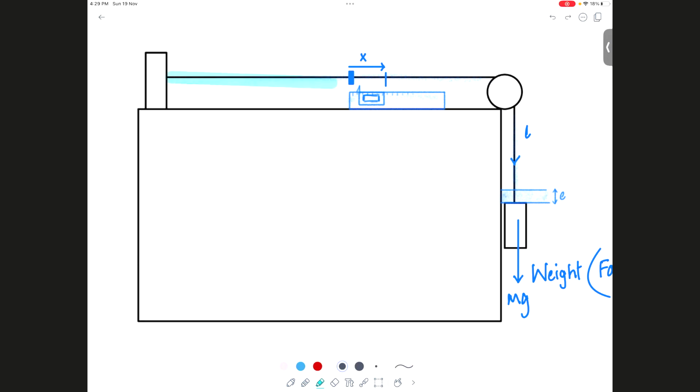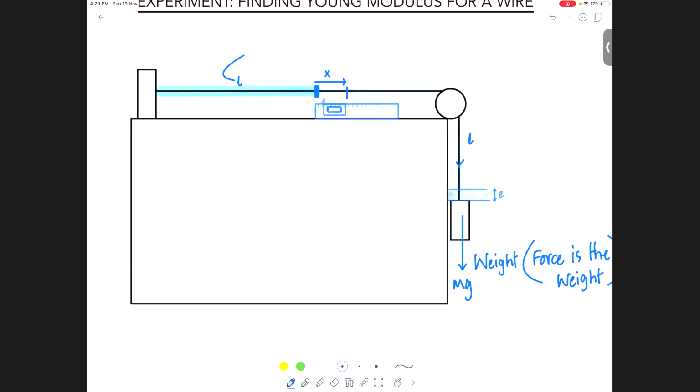And that's the original length for this scenario, because they cannot tape in the middle. If my tape was at the end, what would the original length be? The entire wire, okay? So yeah, that's my original length here, L. So we have L, we have extension, force comes in, now only one thing remains: cross sectional area.